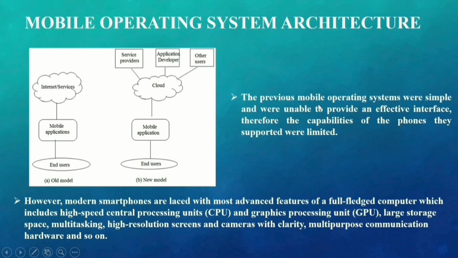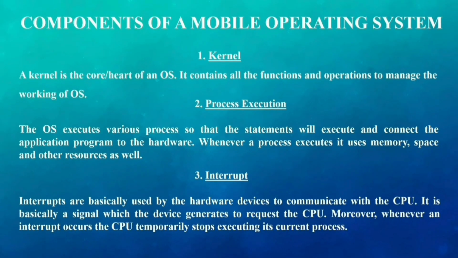The previous mobile operating systems, which means old model systems, were unable to provide an effective interface, therefore the capabilities of the phones they supported were limited. However, modern smartphones are laced with the most advanced features of a full-fledged computer, which includes a high-speed central processing unit, CPU, and graphics processing unit, GPU, large storage space, multitasking, high-resolution screens and cameras with clarity, multi-purpose communication hardware, and so on. Next, components of a mobile operating system.